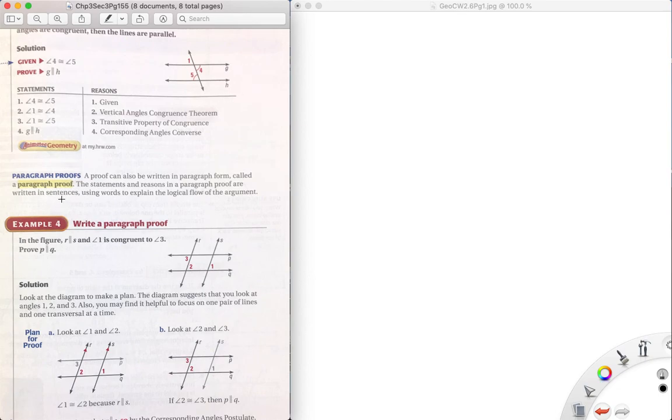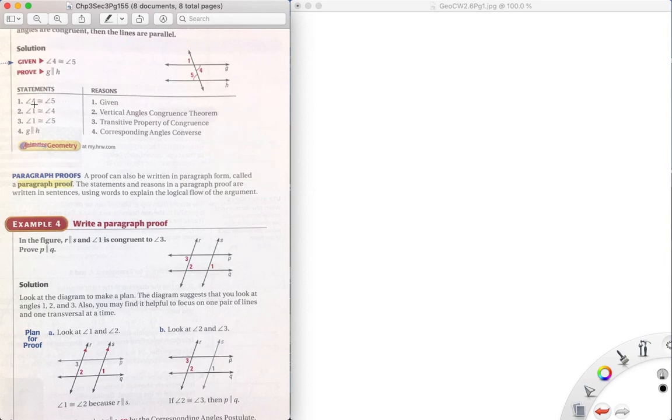Then we have something here called a paragraph proof. A paragraph proof is just a regular proof, however, it's written in paragraph form. You're writing sentences. Usually, each line of your 2-column proof can be converted into a sentence of your paragraph proof. That's what I do. I start off by writing a 2-column proof first, and I use it as my template to write my paragraph proof.